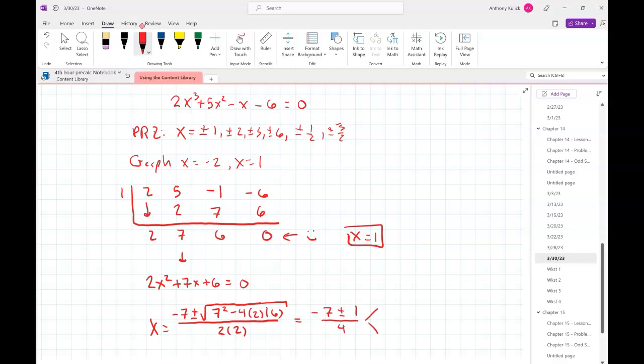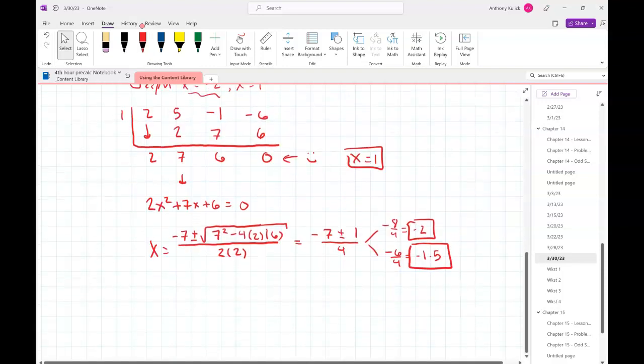So if I subtract, -7 minus 1 is -8. And then over 4, that reduces down to -2. If I have -7 plus 1, that's -6 over 4. That reduces down to -1.5 or -3 over 2. So there's actually another one in here that we just couldn't see because the graph didn't come out very nicely in our calculator. Those are so close together we didn't catch it. So I'm glad that we went and did the synthetic division to get it for real.